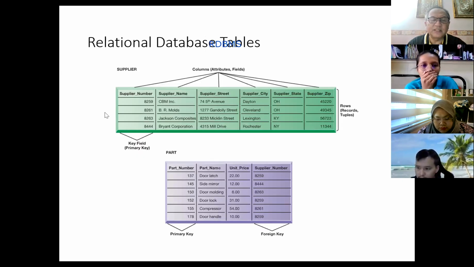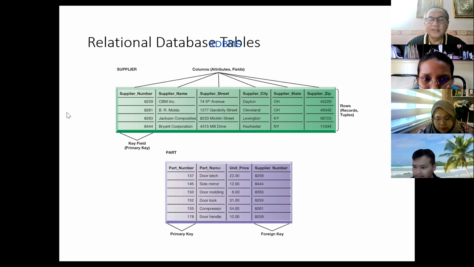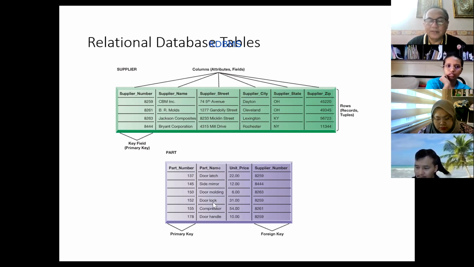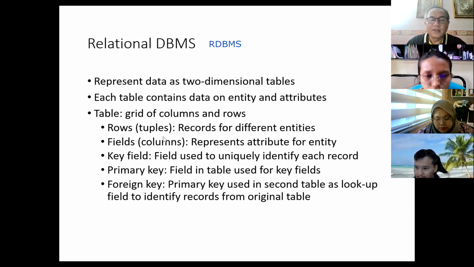This is the entity, for example, 8259, the supplier named CBM Incorporated. And the attributes are the supplier name, street, city, and state. For example, this product is the entity and the attributes are the unit price, and so on. So in the table, we have a grid of columns and rows. Rows are the records for different entities, and fields or columns represent attributes for the entity.